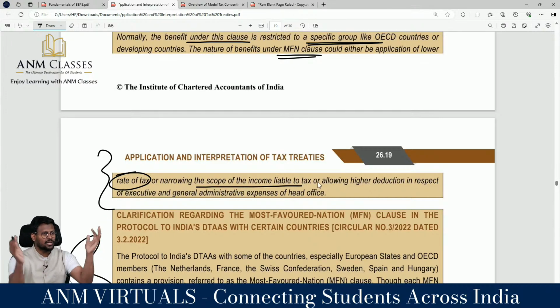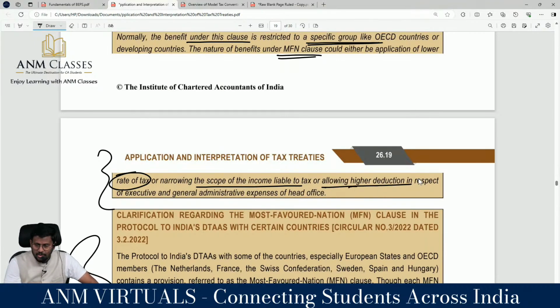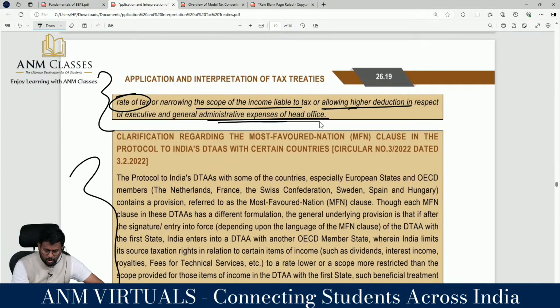இல்லனா scope of tax நாங்க கம்மி பண்ணிரோம். முன்னாடி 10 income இந்தியால tax ஆகும் சொல்லிருப்போம். ஆனா அக்ரிமெண்ட் அதுக்கு அப்புறம் வேற யார் கூட என்டர் பண்ணும்போது 8 income தான் அந்த கண்ட்ரில என்ன ஆகும் சொல்லிருக்கோம். அப்படினா ஆட்டோமேட்டிக்கா பழைய அக்ரிமெண்ட்க்கு இனிமே எத்தனை income தான் tax ஆகும்? 8 income. Or allowing deduction in respect of executive and general administrative expense of the head office.